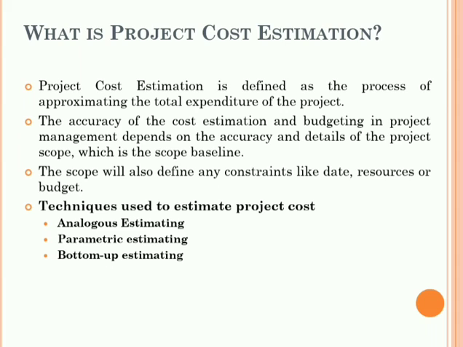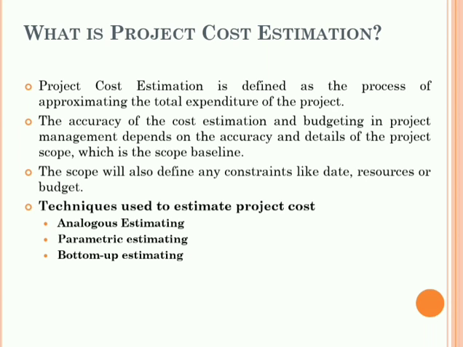The third method is bottom up estimating. Once you have defined the scope of the project, it is the most reliable form of technique. In this technique, based on the work breakdown structure, you estimate the cost for each and every resource or deliverable. Likewise, there are other techniques for estimating the cost, like PERT estimation and vendor bid analysis also.